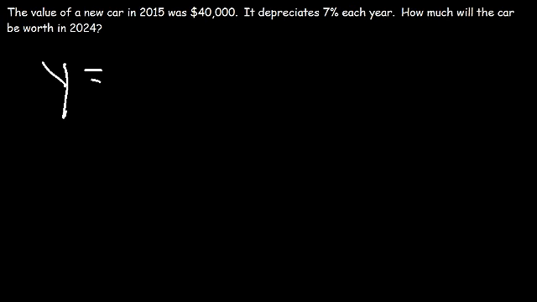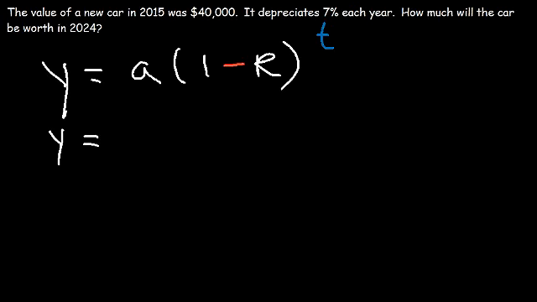So the equation is going to be similar to the last equation, but instead of 1 plus r, it's going to be 1 minus r due to the fact that it's a decay problem. So in this case, a is going to be the initial value of the car. It's 40,000. And it depreciates by 7%. 7 divided by 100 is 0.07.